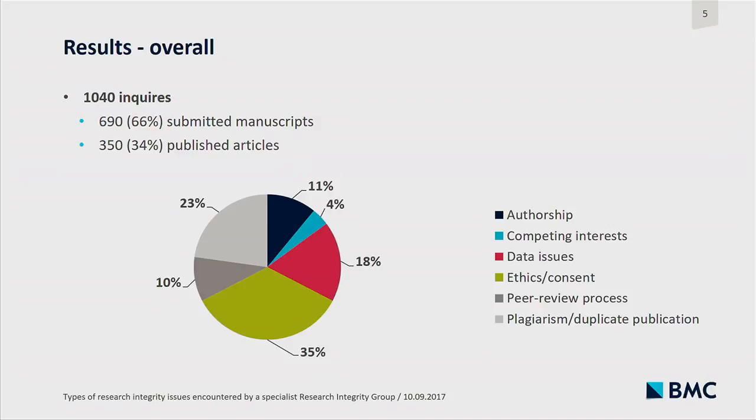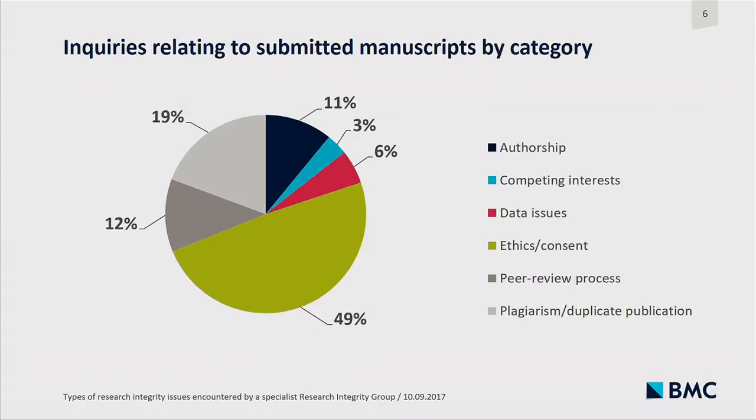And as we can see from this chart, ethics and consent was the largest category, followed by plagiarism and duplicate publication. And just to put some numbers on those, ethics and consent amounted to 362 queries, plagiarism and duplicate publication, 240. But if we move to look at these pre and post publication, which I think is more interesting data, we see that before publication, almost half of the queries that we're receiving are relating to ethics and consent, and that the other categories are then much smaller.